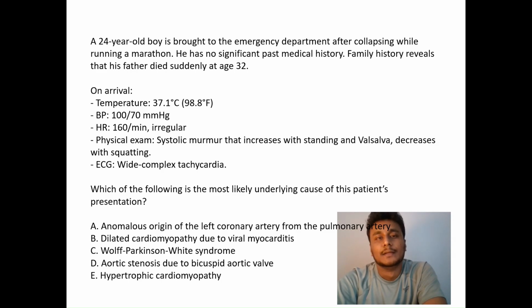Hello everyone. Today we have another very high yield vignette which is applicable for all the USMLE steps. So let's start with it.